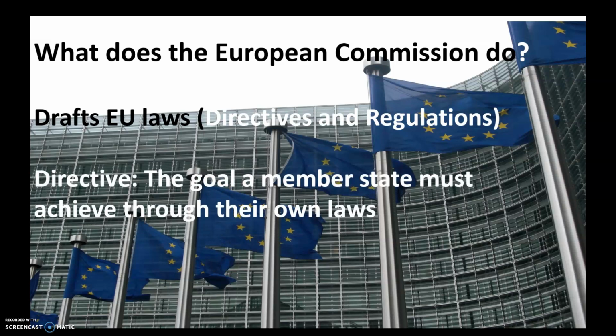A directive is basically a goal which member states must achieve, and they can achieve that through their own different laws. So the EU might say, we want all member states to, I don't know, reduce CO2 emissions by a certain date. Well, they don't actually pass the details of that. It's then the responsibility of Britain and France and Germany and wherever else to pass their own laws in their own states in order to achieve that kind of ambition.